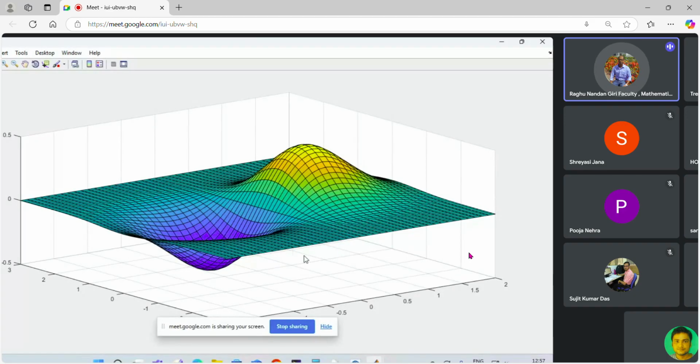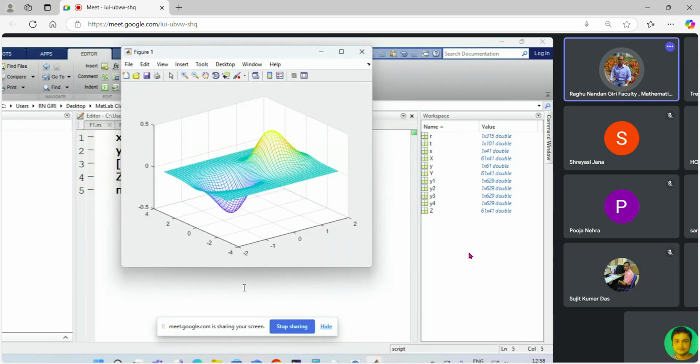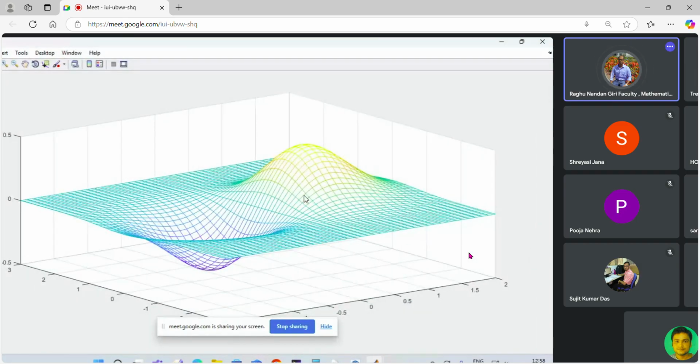Okay, see, this is the surface of the function x into e to the power minus x square minus y square. Okay, also this is the surface graph. For mesh, you have to write, instead of surface, the mesh of this. Okay, mesh. See the graph for mesh plot.